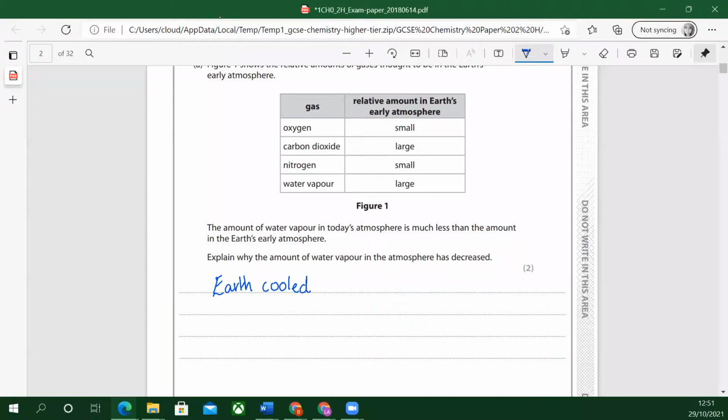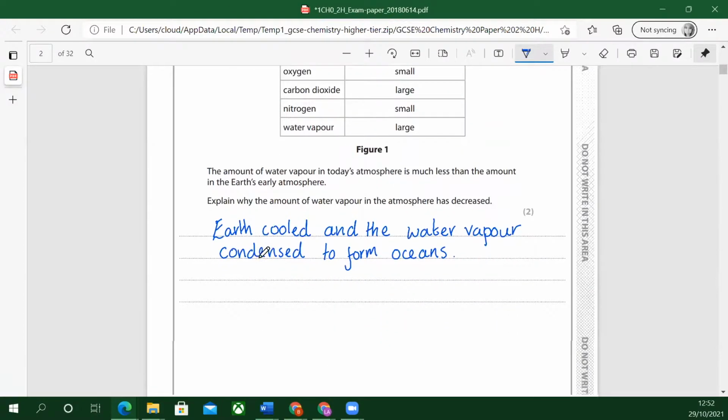So the Earth cooled, and the water vapor condensed to form oceans. I'm going to give you 2 marks. That's a nice straightforward one. Remember the Earth being hot originally.